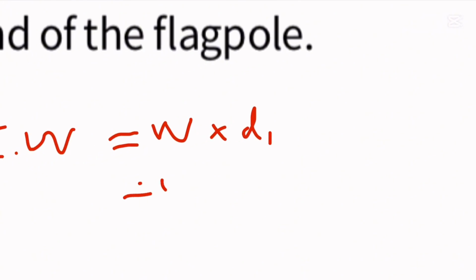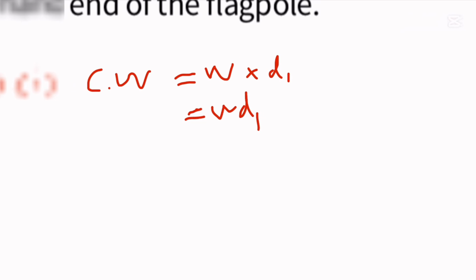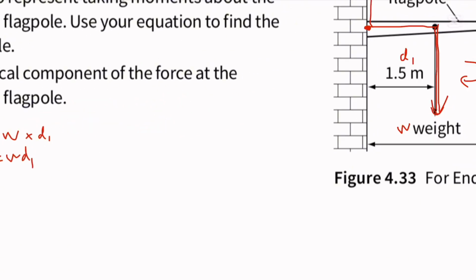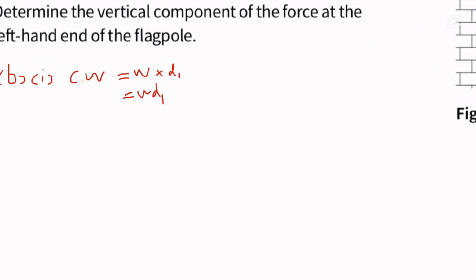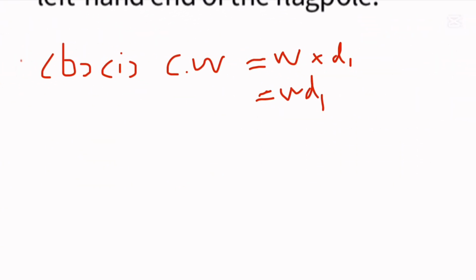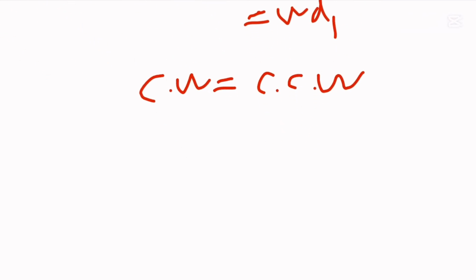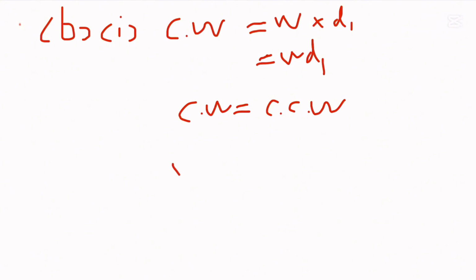Okay, so this will get WD1. Now another thing is we do know the counterclockwise moment. So we're gonna do the counterclockwise moment. It is at equilibrium, so the clockwise moment and the counterclockwise moment are the same. That means WD1 is gonna be equal to the counterclockwise moment.